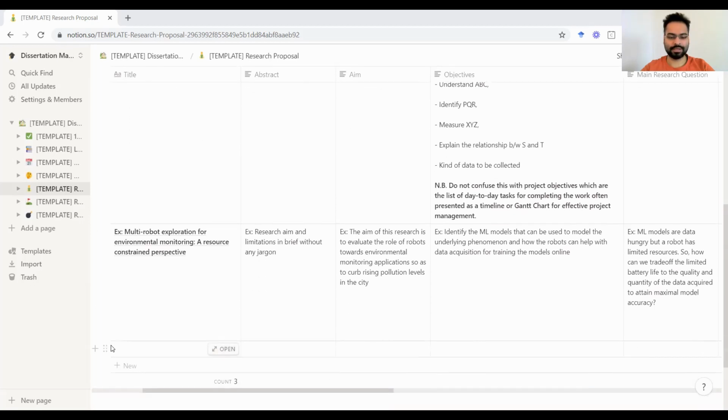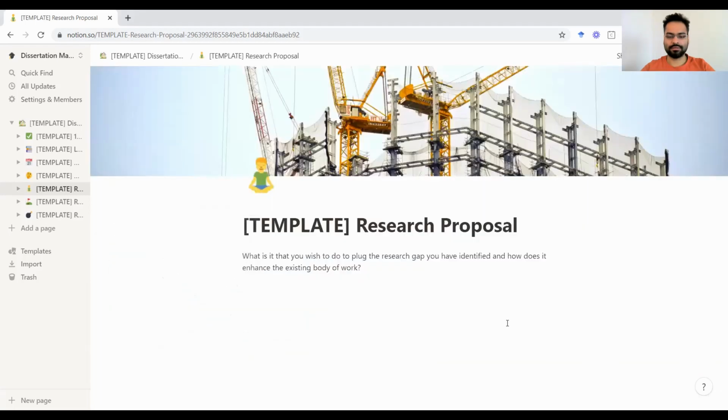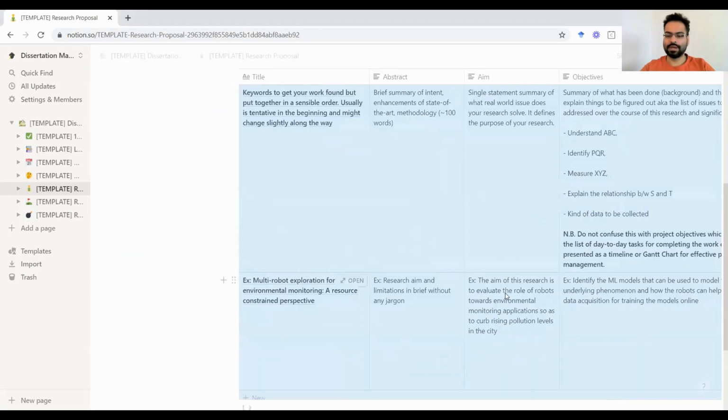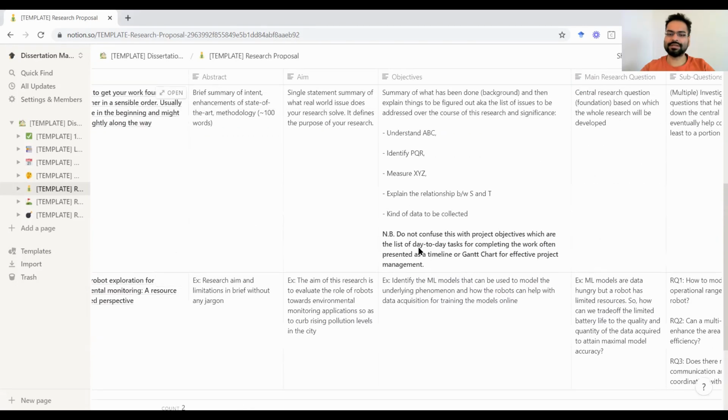So let me delete a few of these extra rows. And the aim is essentially a single statement summary of what real world issues that you're planning to solve. So it's like a summary of the research gaps that you've identified.